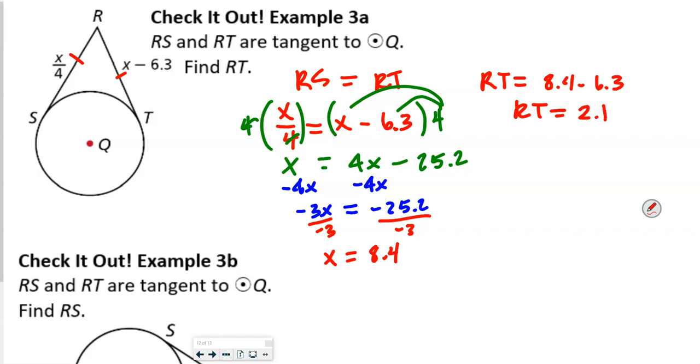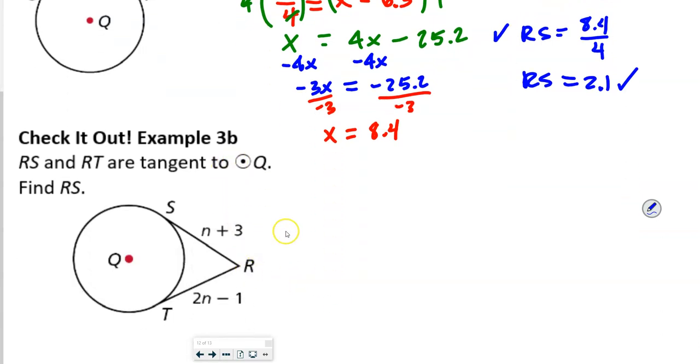Indeed. Now, how do we check this? The way we check this, again, is to put it in for RS, right? So RS is going to be equal to 8.4 divided by 4. So RS is also equal to 2.1, and that's what it should be if we got the right value for x, okay? All right, last one here of this property. Go ahead, do this one, come back to me when you're done.